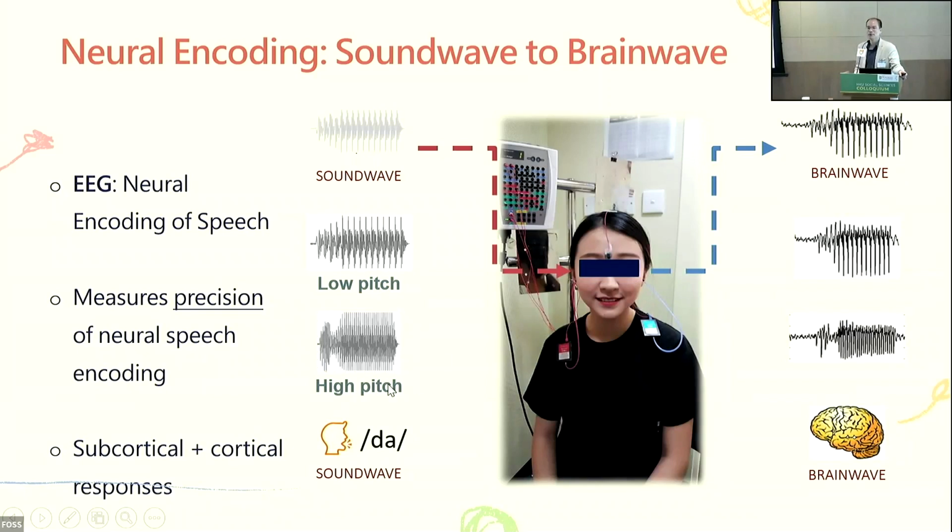Okay, so I'm going to play you two examples. One low pitch, one high pitch. So this low pitch sound, you can see the waveform. This is the waveform coming out from this person's inferior colliculus. And this is high pitch. You can see the resemblance. But let me play you the signal that we played to her.